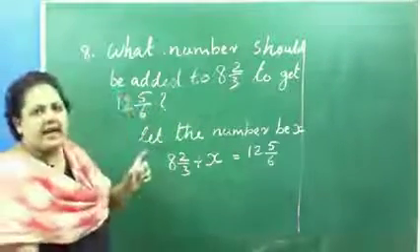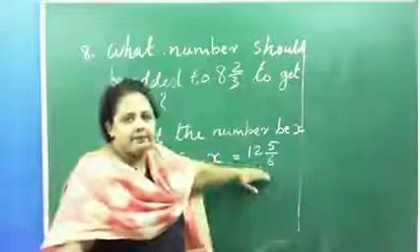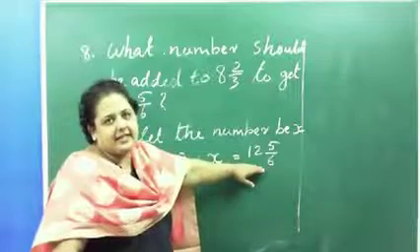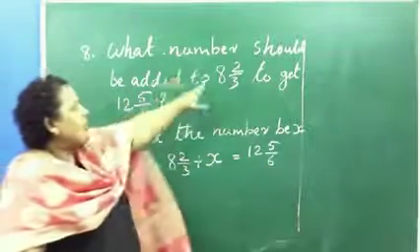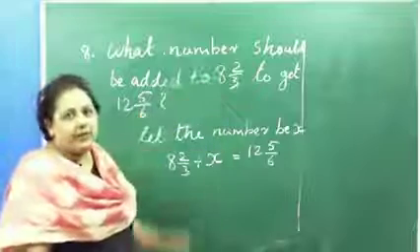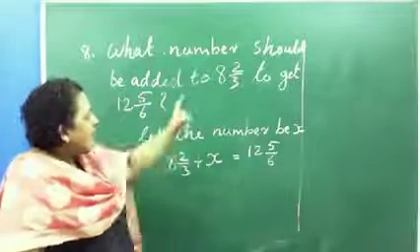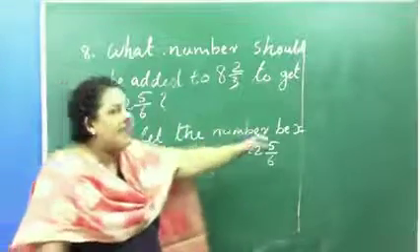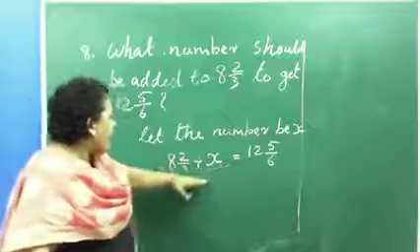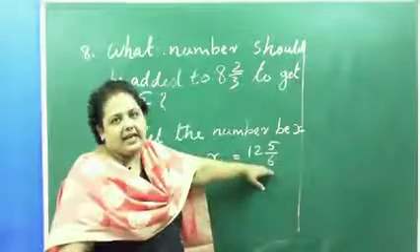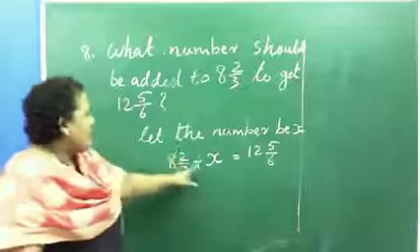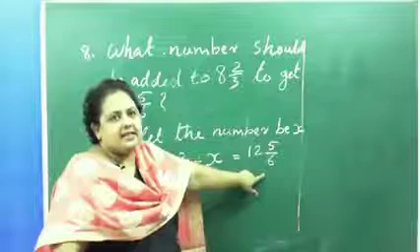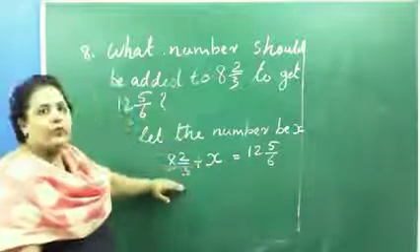When two numbers are added together, you are getting an answer as 12 5 by 6. In that, one number is known to us, that is 8 2 by 3. The other number we have to find out. So, that unknown number we are taking as x. So, two numbers added together and we are getting an answer here. So, 8 2 by 3 plus x is equal to 12 5 by 6. Okay. So, how we wrote this, I hope you understood it.